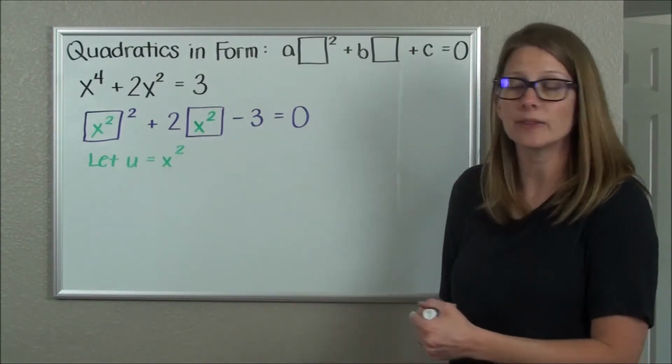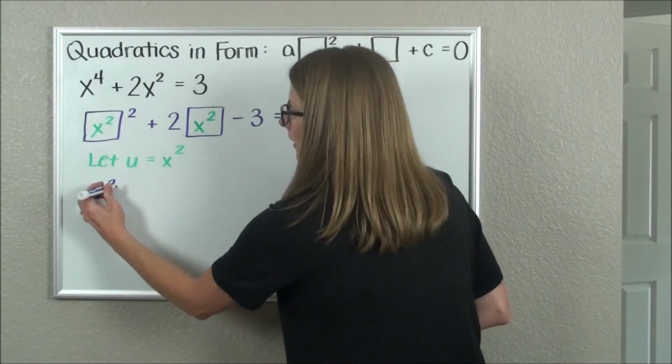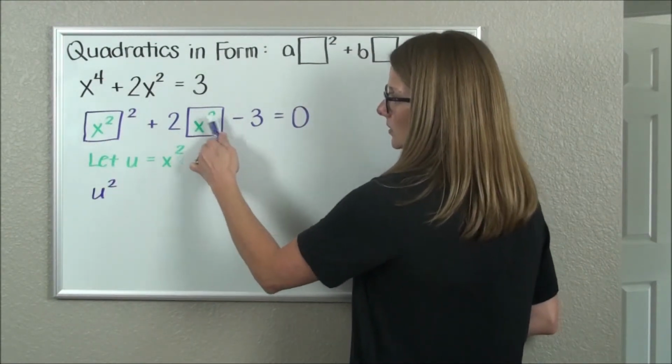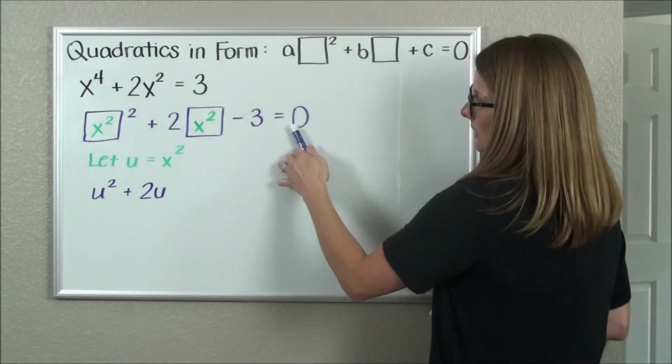So now I can rewrite this equation. Instead of x squared squared, I'll just say u squared. Instead of plus 2x squared, I'll say plus 2u. And then I've got minus 3 equals 0.